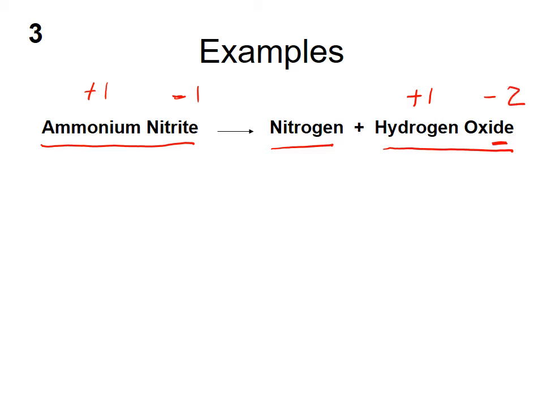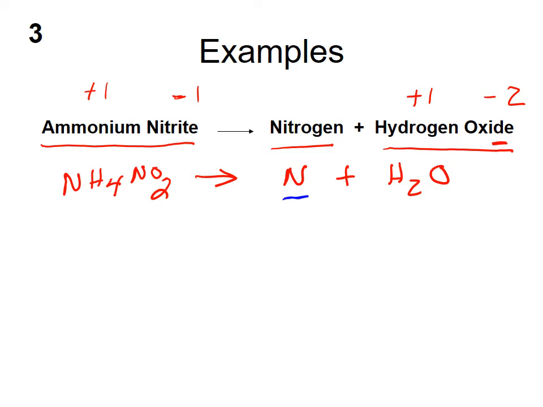And then I can write out the formula. So ammonium is NH4, nitrite is NO2, they just go together. Nitrogen is N, and hydrogen oxide I have to do a cross. Now the thing I have to check, since I have just a single element, I look on that diatomic list, and nitrogen is on the diatomic list, so we would write it as actually N2 when it's totally by itself. It's not part of a compound. We just write it out as N2.